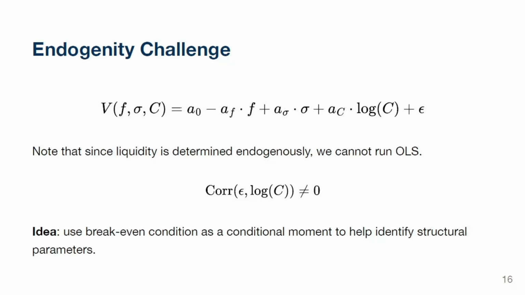And so you might ask yourself, why can't I just run a linear regression on these terms and see how that fits? The challenge here is that liquidity is a response to trade volume. So the correlation between this error and the log C term here is not equal to 0. So we can't just run ordinary least squares by itself. The idea we have is that we can use this break-even condition that we talked about as a moment to help us identify these structural parameters.